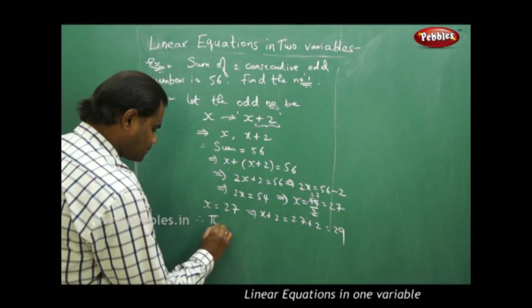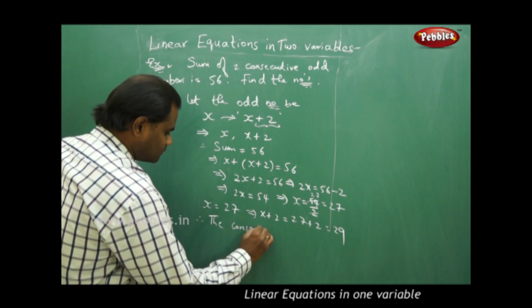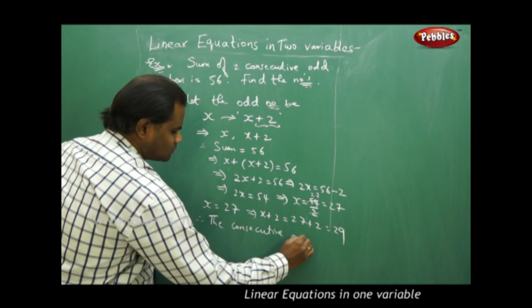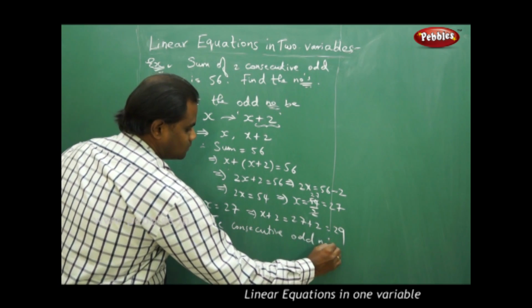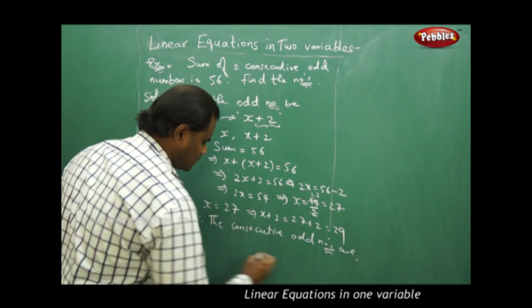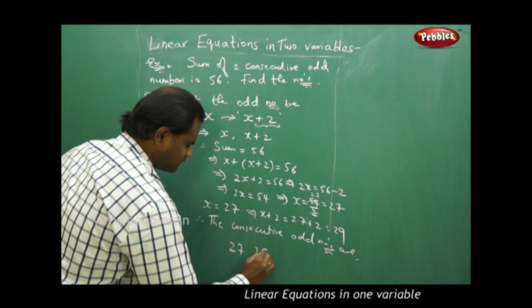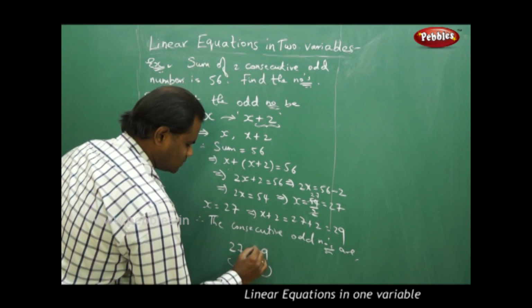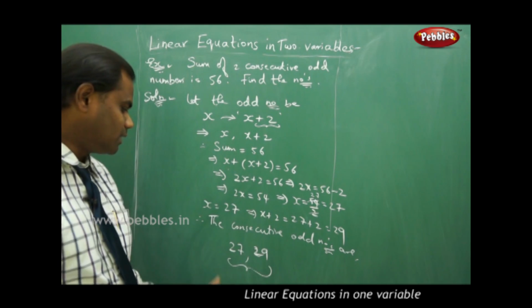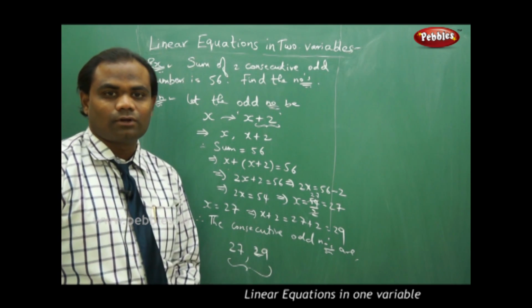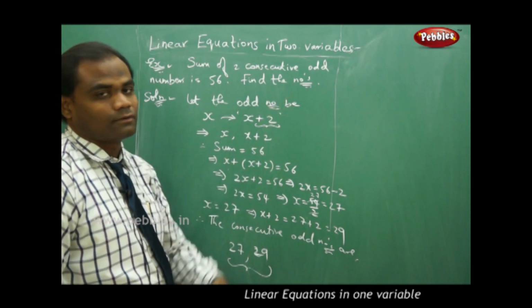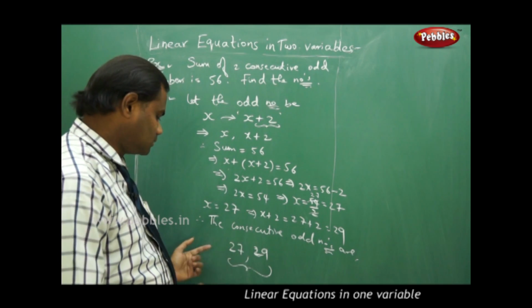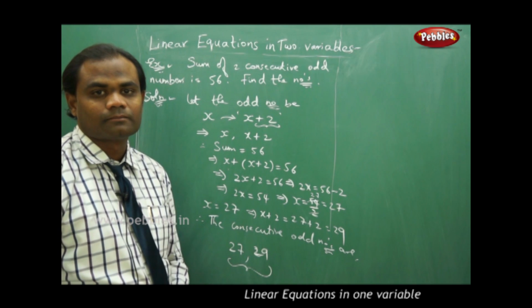Therefore, the consecutive odd numbers are 27 and 29. So this is how we identify the consecutive odd numbers for the given condition of the problem. Therefore, the numbers are 27 and 29.